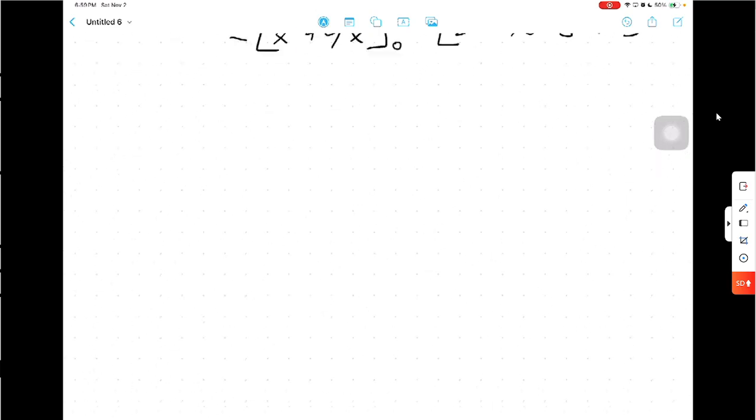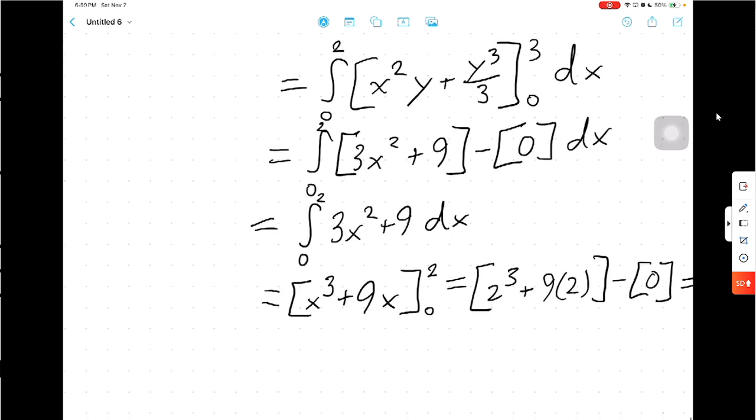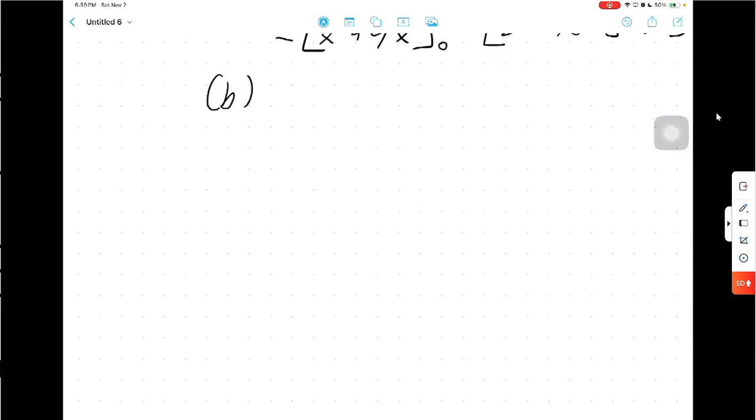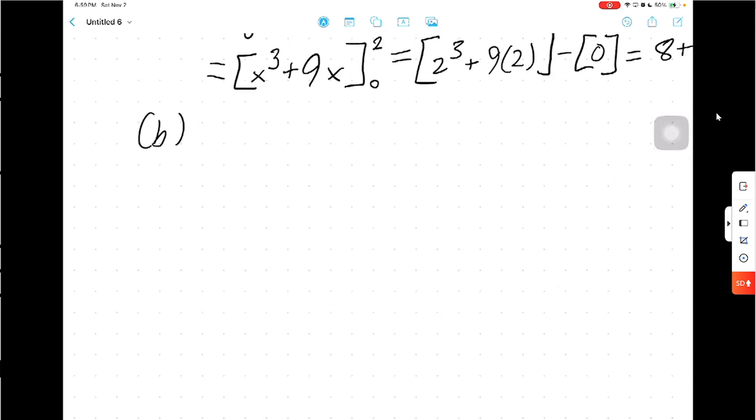And this is a 3-parter. B. Integrate y minus x over the region bounded by y equals x squared and y equals x cubed. Set up the integral both as type 1 and type 2.